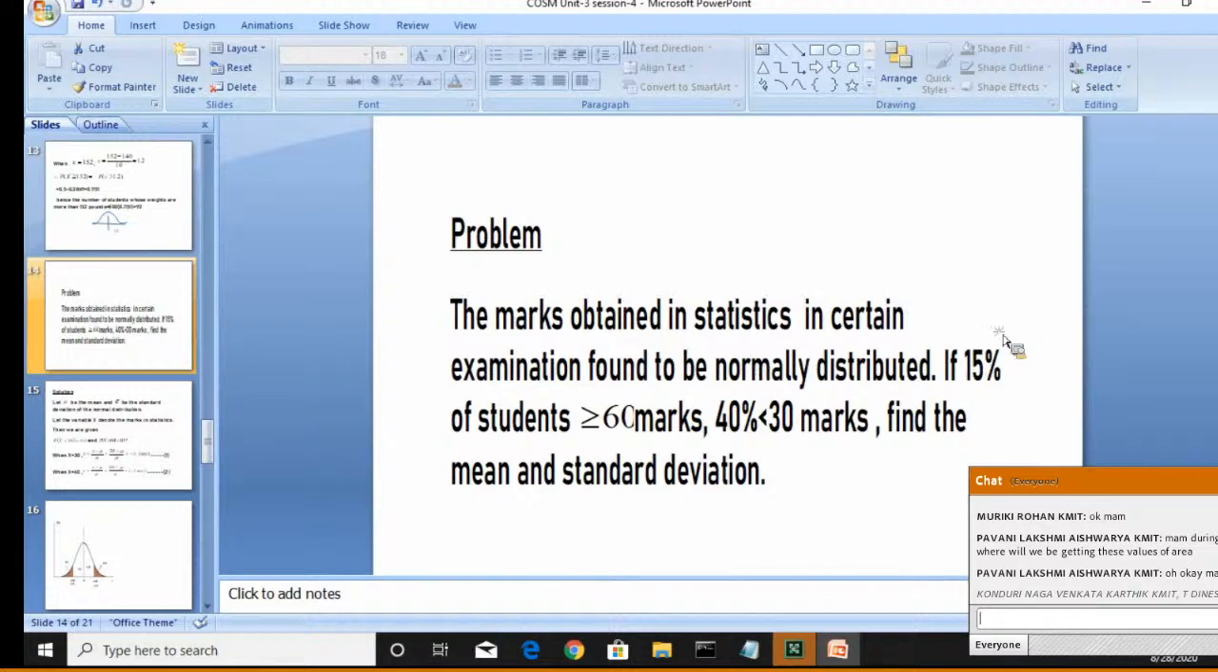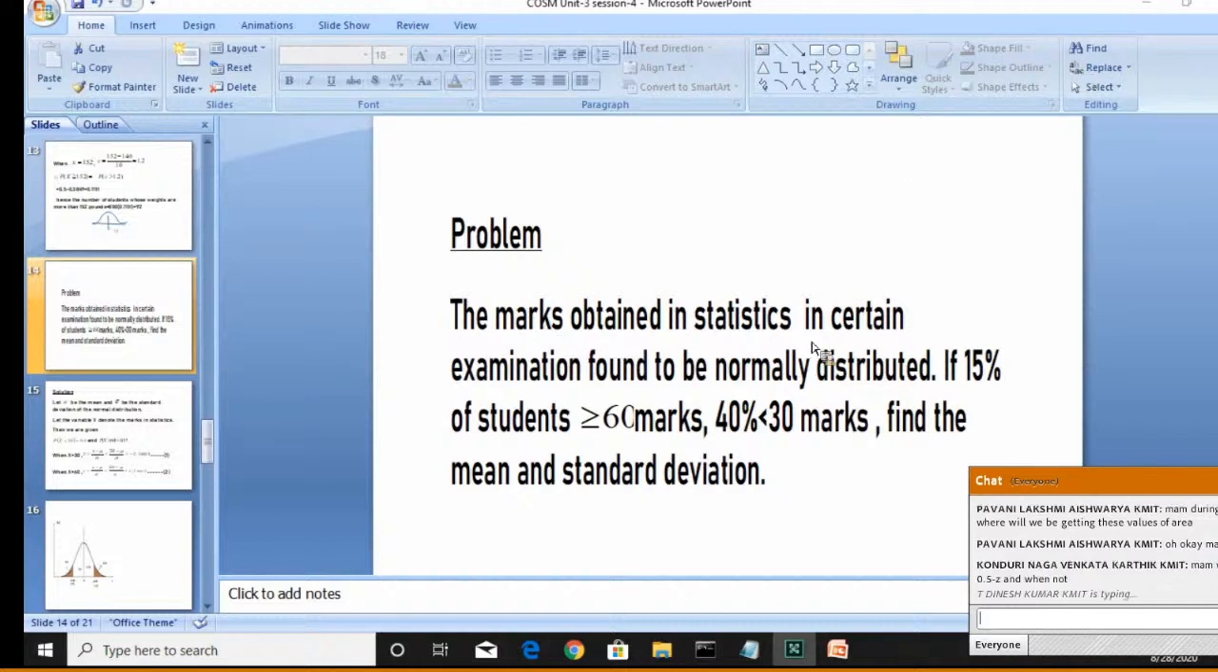The marks obtained in statistics in certain examinations are found to be normally distributed. Let me move this a little up. Even if it goes, no problem. You understand it? Yes. The marks obtained in statistics in certain examinations are found to be normally distributed. I will answer it. Okay, Karthik, wait. If 15% of students get greater than or equal to 60 marks and 40% get less than 30 marks, find the mean and standard deviation.